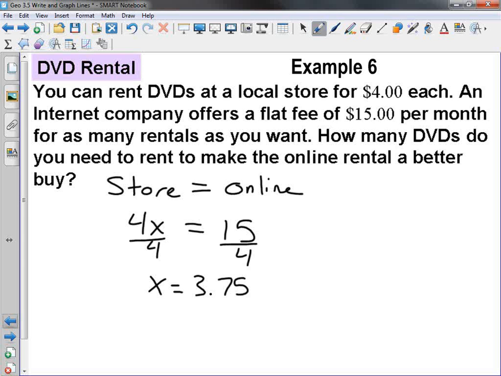3.75. Thank you. Now, if I want to know how many I need to rent to make the online rental a better buy, what are you guys going to say? 4, because you can't rent 3/4 of a movie. So we're going to say 4 movies.